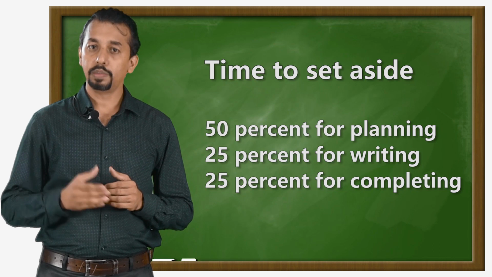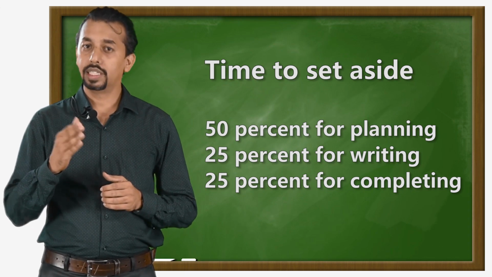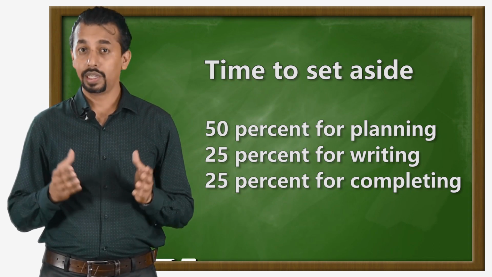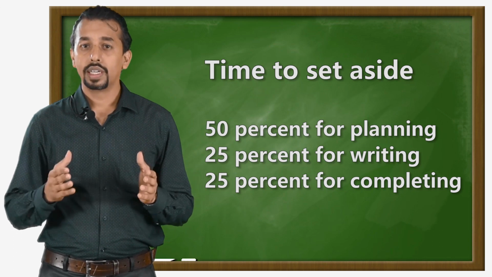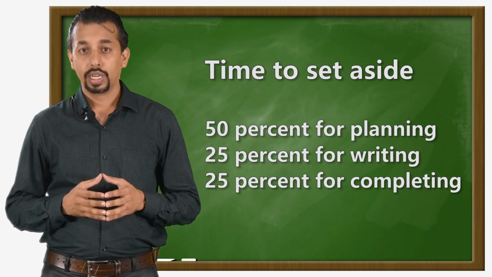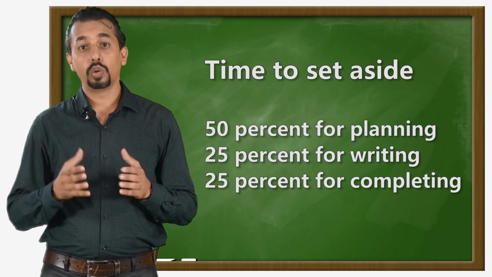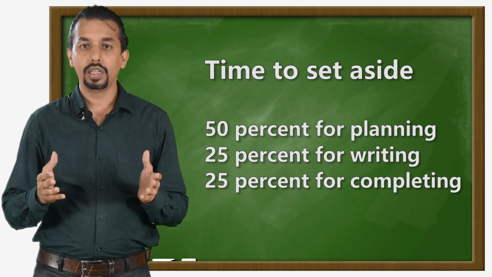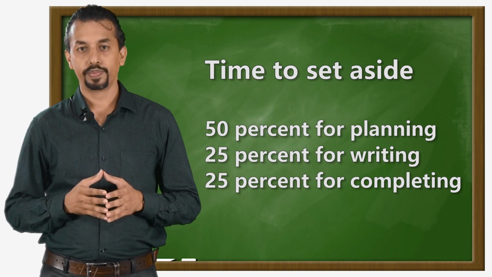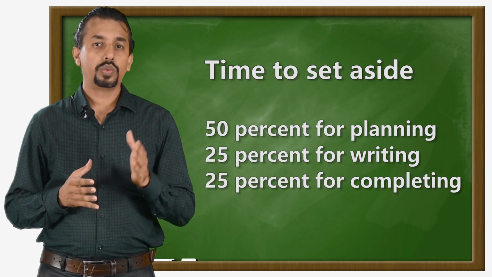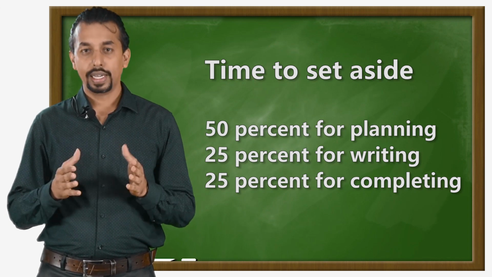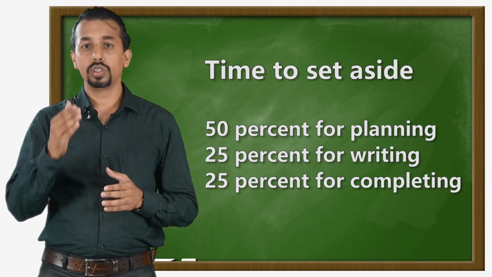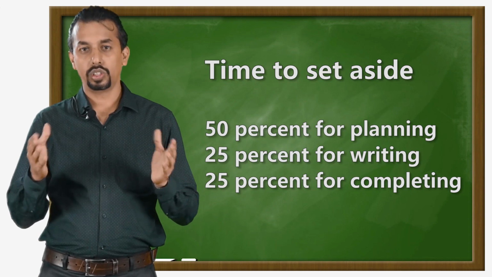However, it must be remembered that each project is different. For example, an email is much easier to write than a sales report. A sales report might need more planning than a simple email to your boss or colleague. Start with the 50-25-25 split as a guideline, and then use your judgment for each project.